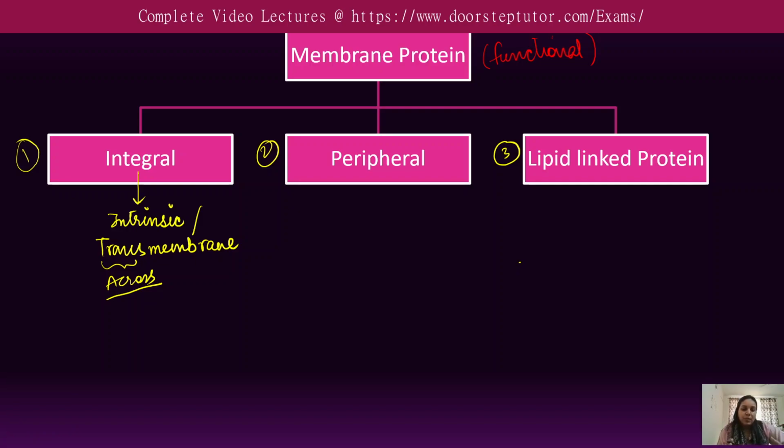So integral proteins are proteins which are embedded deeply in the lipid bilayer, that is, from the outer leaflet to the inner leaflet of the bilayer, and which cannot easily detach from the lipid bilayer. It is only possible if the lipid bilayer structure gets dissolved, and that only happens with the help of some detergent.